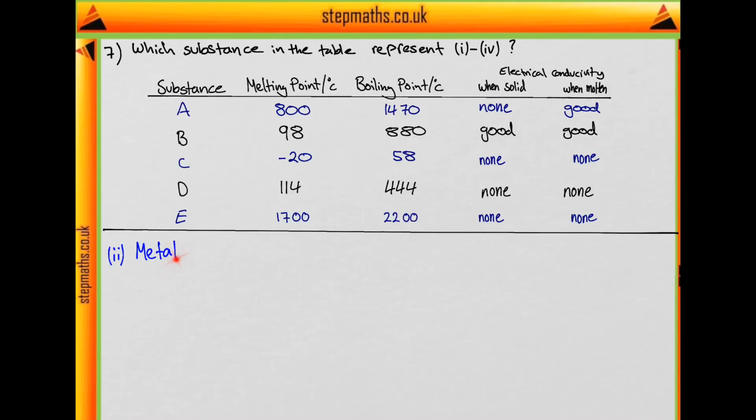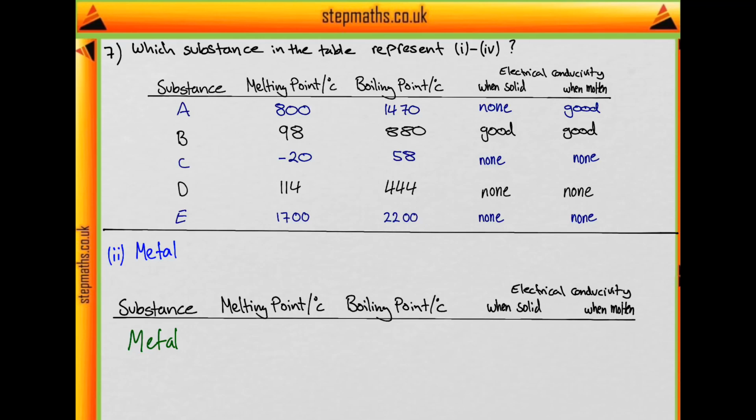So moving on to a metal, recalling our properties of a metal, we know that it has quite a high melting point and a very high boiling point, and it does conduct electricity whether it is a solid or whether it's molten. And we can see from our substances A to E that it's only B that has electrical conductivity when solid and molten, so our metal is B.